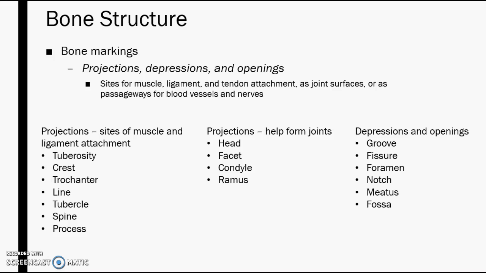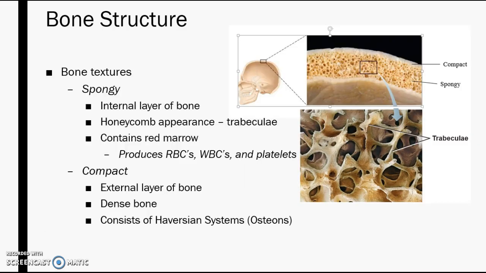Depressions and openings a lot of times are going to serve as passageways. One very large foramen in the body, the foramen magnum at the base of the skull, is where the spinal cord leaves the skull, and also we see some vessels and nerves pass through there as well.